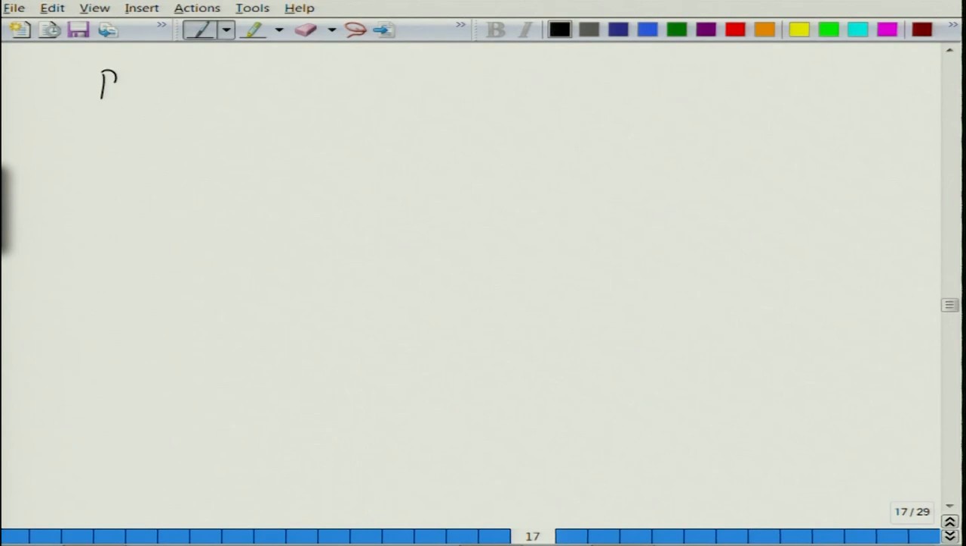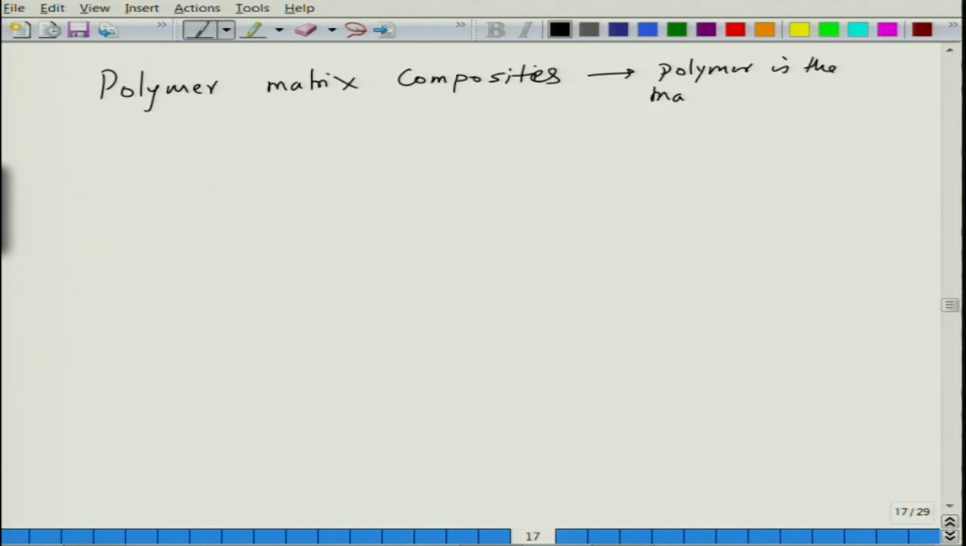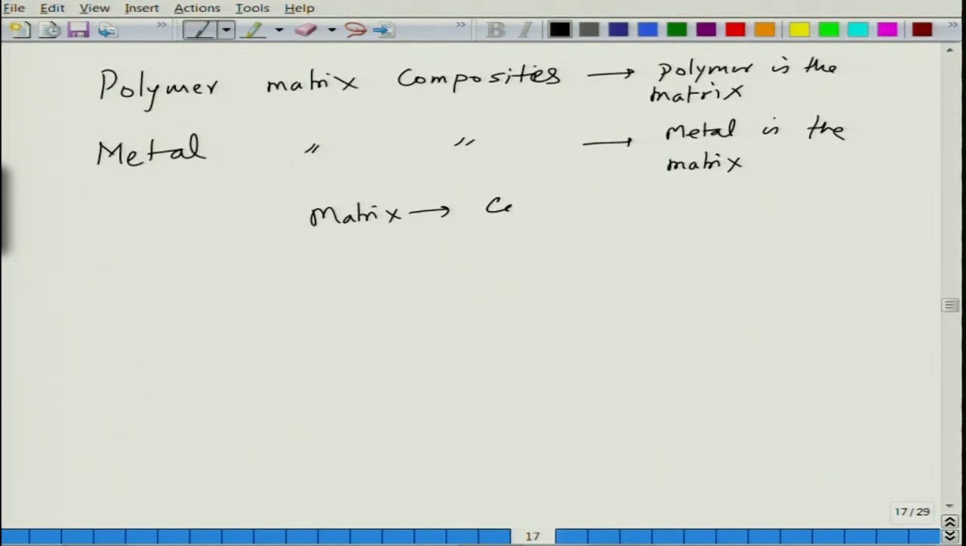So these composites are called either polymer matrix composites, where polymer is the matrix, and the other is called metal matrix composites. Here metal is the matrix, and matrix is basically, you can say, the continuous phase. Okay, and this is basically because you would like the matrix to be tough and ductile so that the matrix does not crack up on loading.